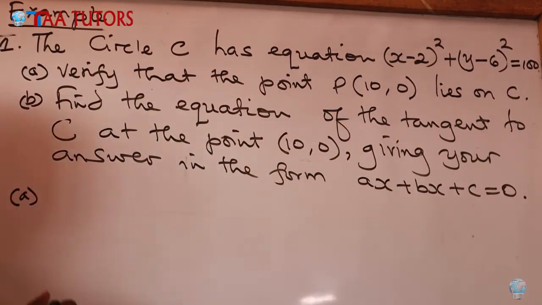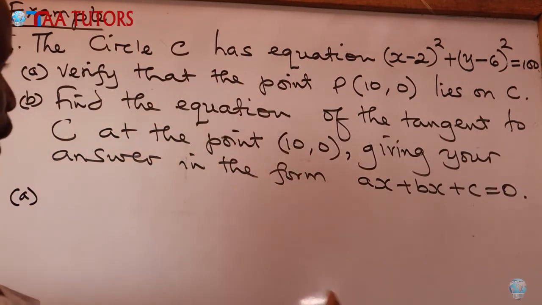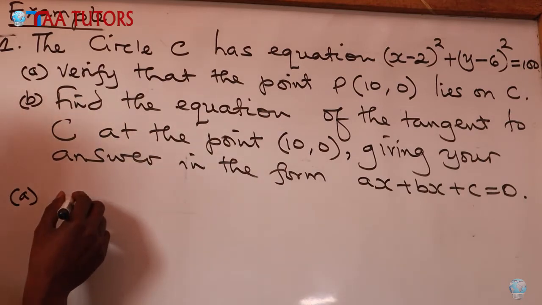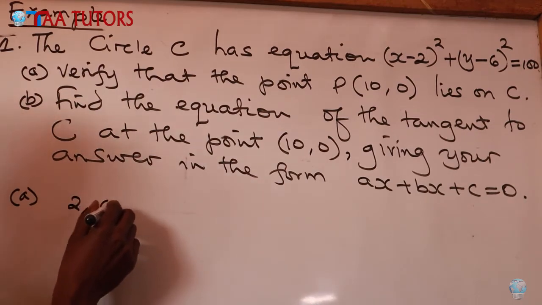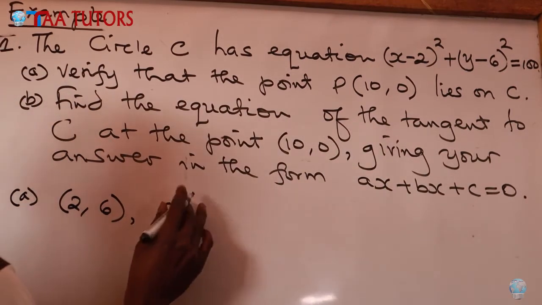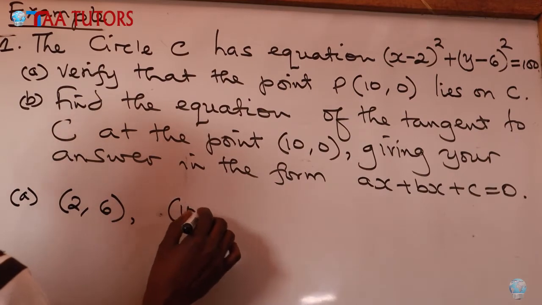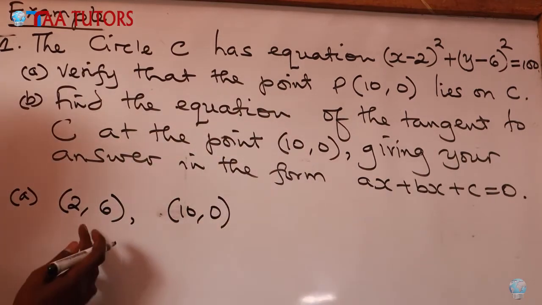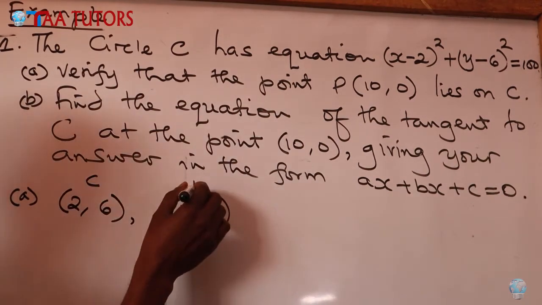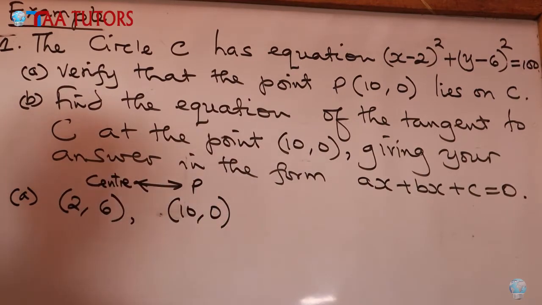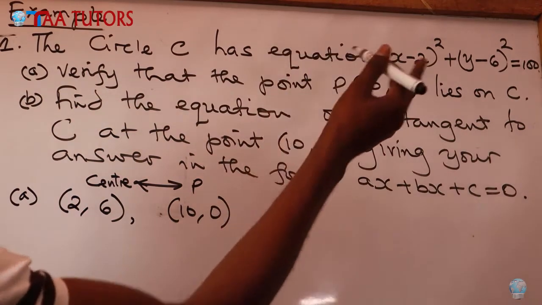The center in this particular case is (2, 6). That is the coordinate of the center. But we also have the coordinate P, which we have been told could be lying on the circumference of the circle. So what we do is get the distance between the center and P. This distance should be the radius, which should be the square root of 100.